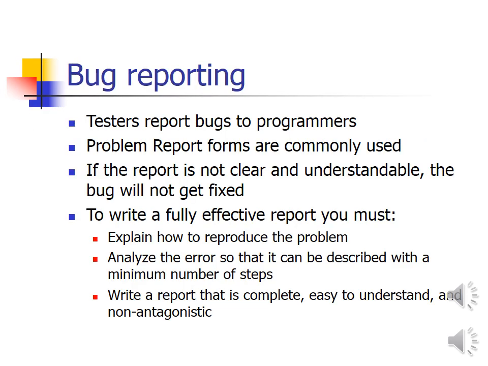First, we'll see what is bug reporting. Testers report bugs to programmers. The problem report forms are commonly used. If the report is not clear and understandable, the bug will not get fixed. It should have clear-cut reporting. To write an effective report, you must follow certain rules. Explain how to reproduce the problem, and analyze the error so that it can be described with a minimum number of steps. Write a report that is complete, easy to understand, and not antagonistic.